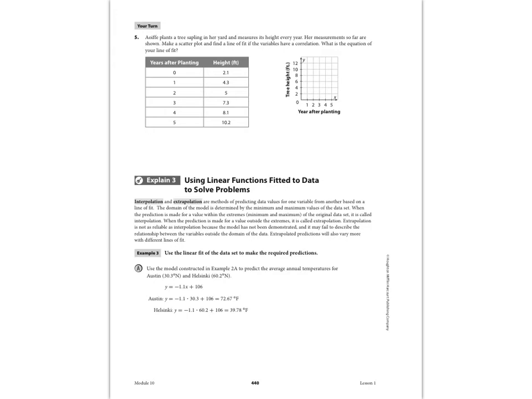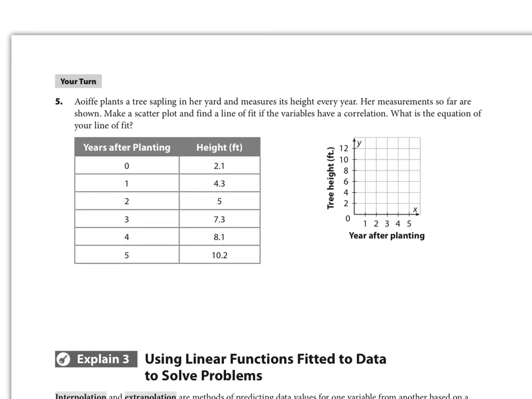Okay. So I would like you to try this before you see the solution, if you're comfortable. I'm going to go ahead and start plotting these points. So you have 0, 2.1; 1, 4.3; 4, 8.1; and 5, 10.2. This looks like a very strong positive correlation.